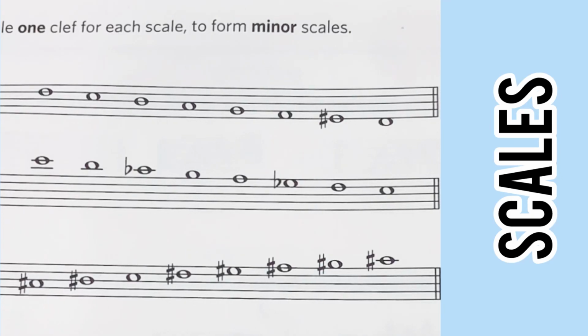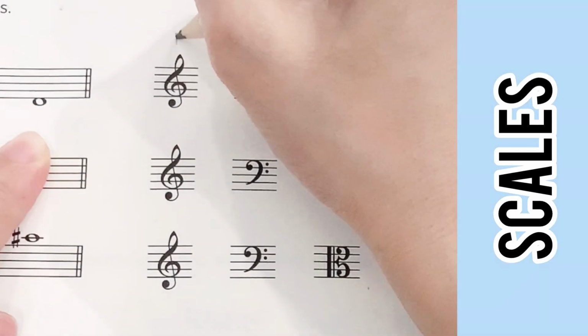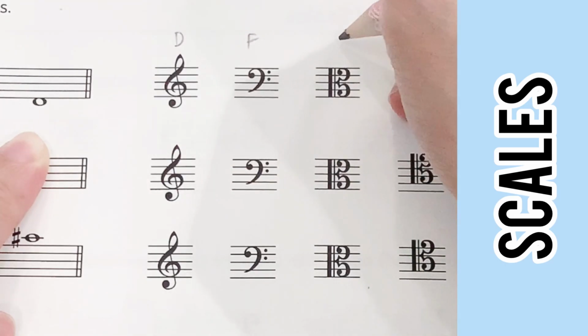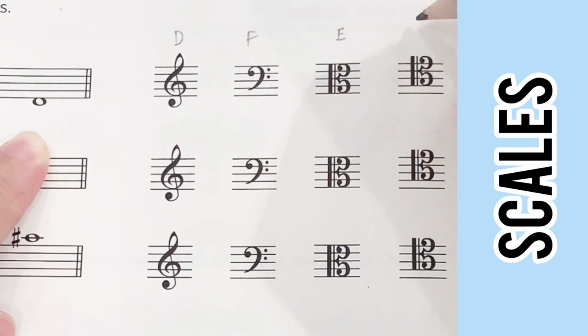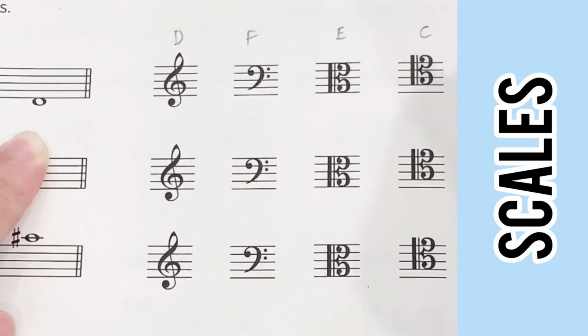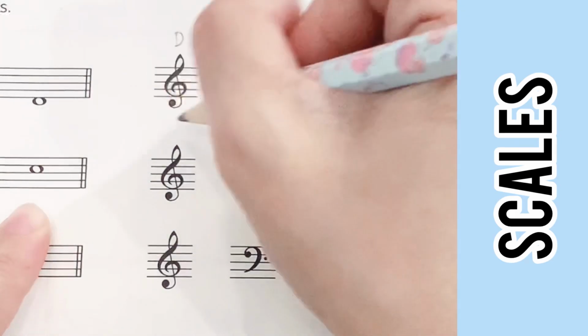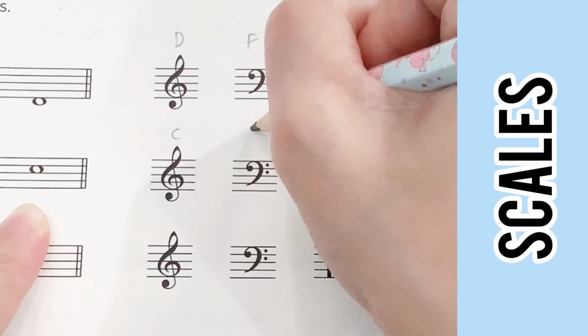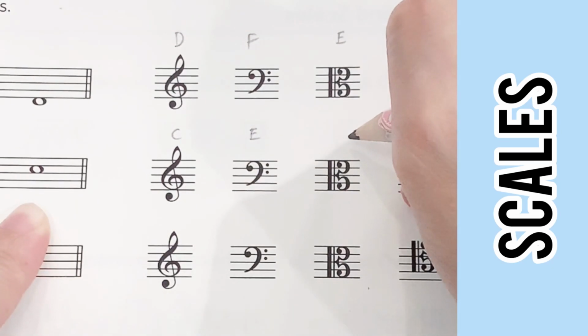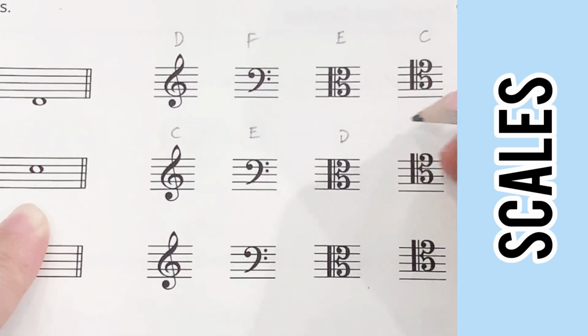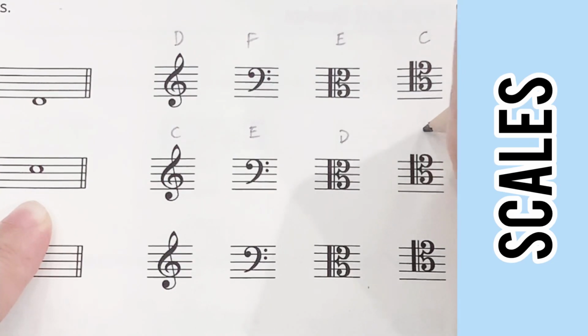Welcome to a tutorial of a dreaded topic, which is the minor scales. First of all, write the letter name of the last notes for each of the clefs. For treble clef, this will be C, bass clef E, alto clef D, and finally tenor clef B.